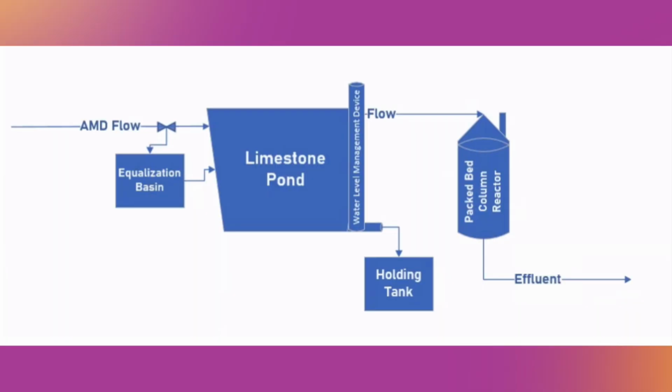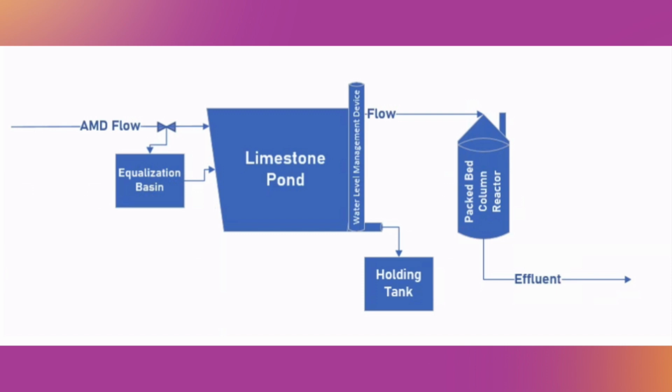This process flow diagram shows our passive treatment system for acid mine drainage. First, the acid mine drainage enters the limestone pond, where pH is increased and aluminum and iron precipitate out as metal hydroxides. Once the water flows through the limestone pond, it will enter a series of packed bed columns. These columns are filled with encapsulated dried fungal biomass, and as the water passes through these columns, metals are absorbed onto the fungal media.